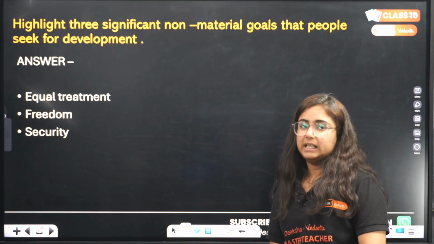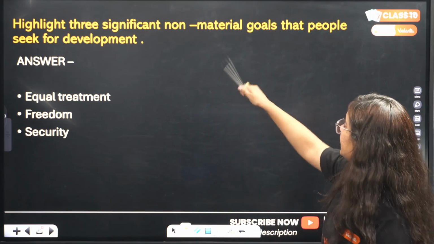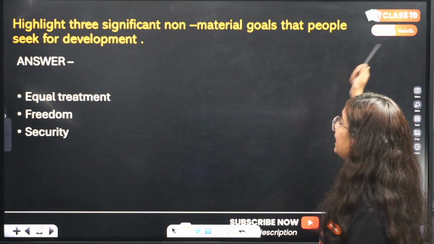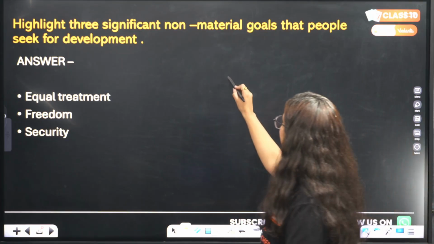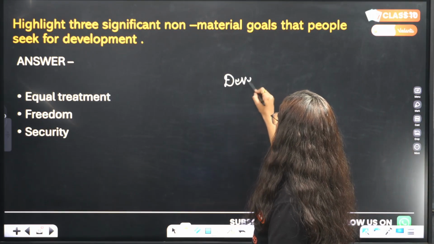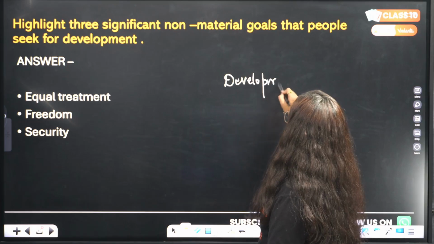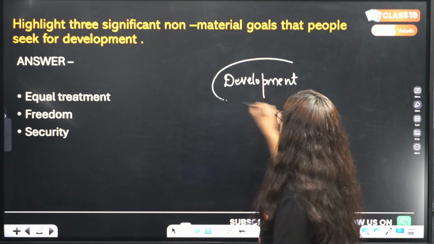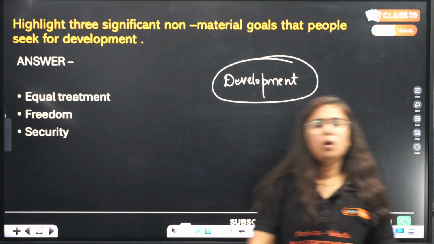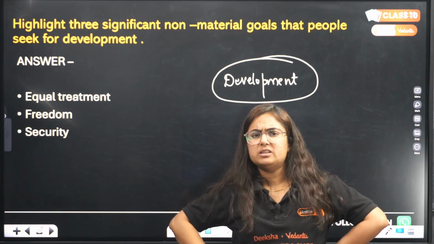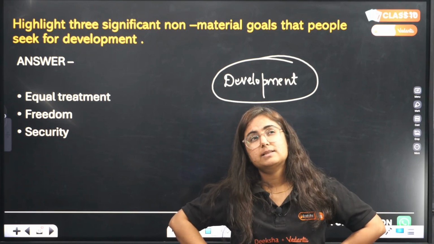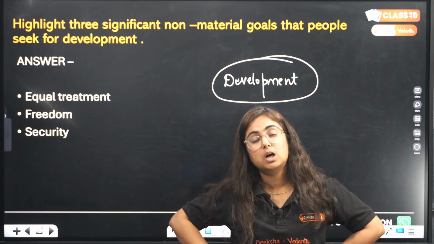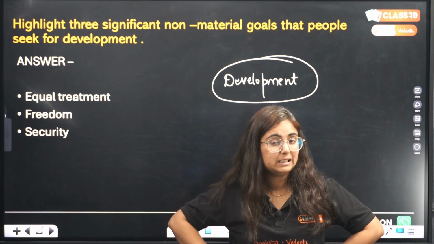Explain 3 significant non-material goals that people seek for development. So what happens in the chapter development? Whenever I ask you whom you think is most developed in the colony where you are living, you might be thinking, who has the most money? Who earns the most?